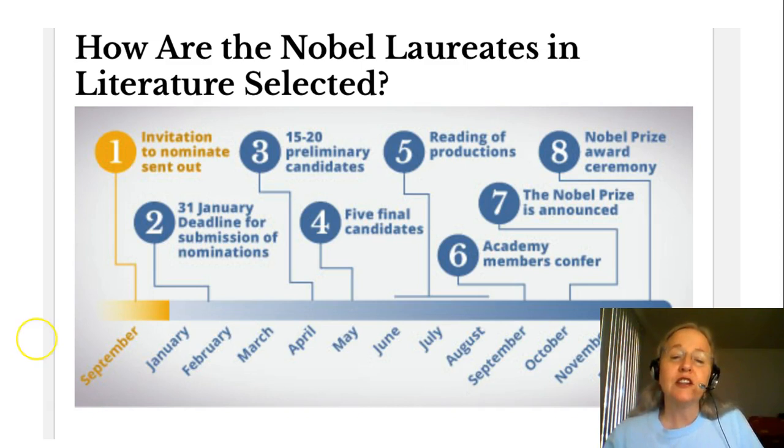Those 5 candidates, there are 5 people on that committee, and they all retire to the island that the Swedish Academy owns in the south of Sweden to spend their summer reading the work of those particular candidates and making decisions, and each member presents a kind of dossier, a summary and evaluation of each of those 5 candidates' work. The Academy members then confer in the month of September, and then the Nobel Prize will be announced traditionally in the first or second Thursday of the month of October.